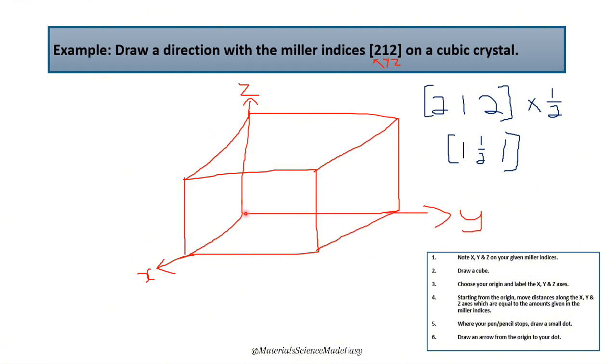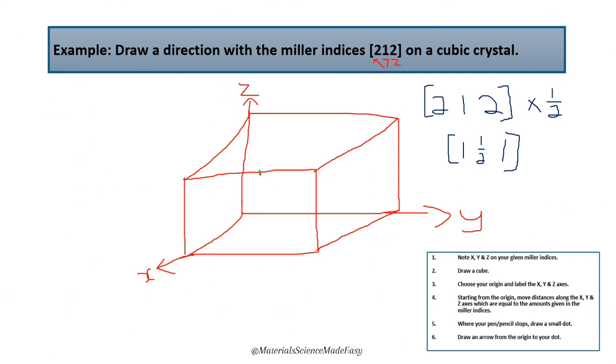This is our origin, and then from there, starting from the origin, we start moving, right? So we have 1 in the x, half in the y, 1 in the z. So let's do that. So we have 1 in the x direction, half in the y direction. Do you guys agree that this is where we'd end up? And then 1 in the z direction. Let me repeat that. 1 in the x, half in the y, 1 in the z. So we'd end up with a point somewhere here.